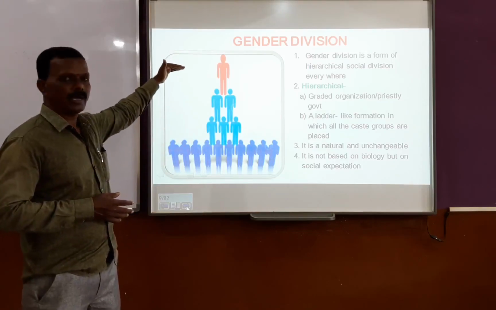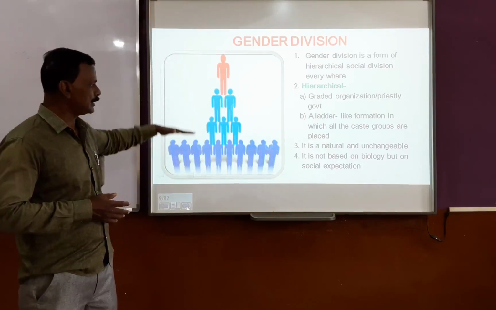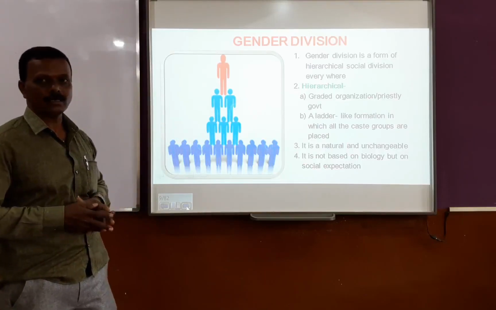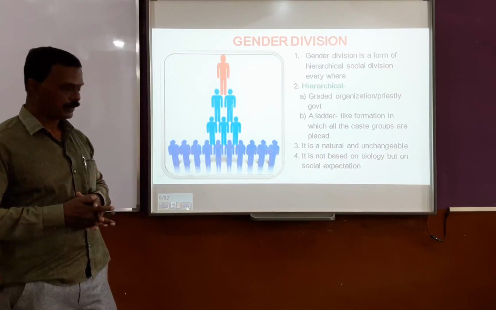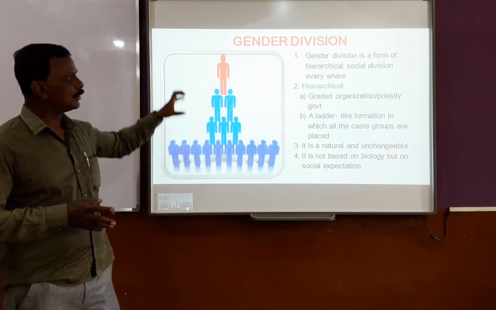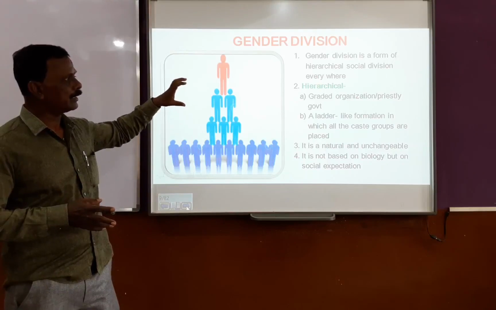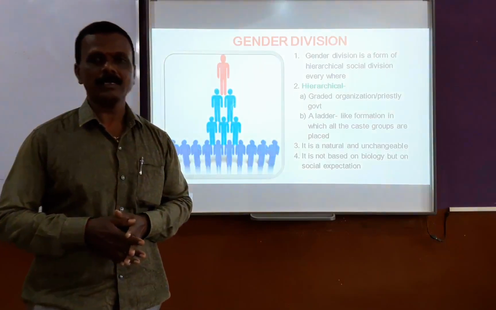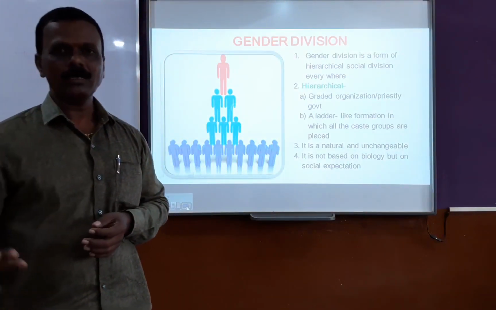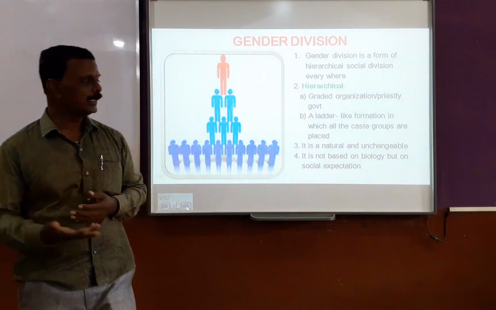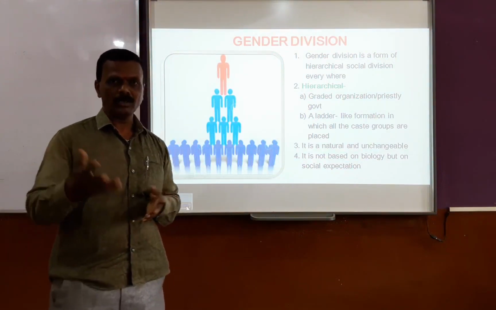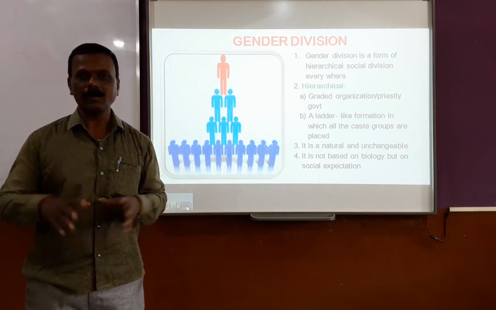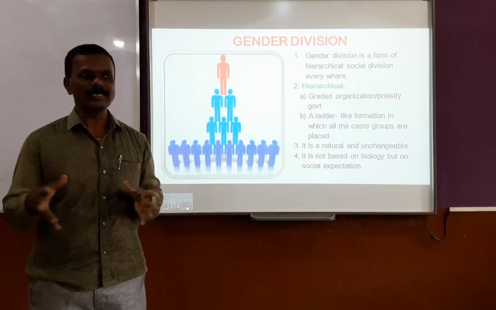Who is coming at the top of the level and who is coming at the bottom of the level? Based on authority and based on work, it has been distributed. So a social hierarchy or hierarchical division is a grading of authority from higher level to lower level. One more definition we can give: a ladder-like formation in which all the caste groups are placed.